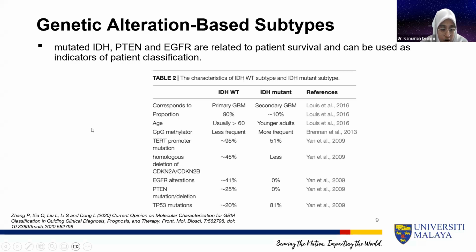In comparison of IDH wild type versus IDH mutant, IDH wild type will have more of other genes mutated, for example TERT promoter mutation, homozygous deletion of CDKN2A, and EGFR alteration, as well as PTEN mutation. And less TP53 mutation compared with IDH mutant. But for IDH mutant, apart from IDH and TP53 mutations, most of the other genes implicated are less frequent.